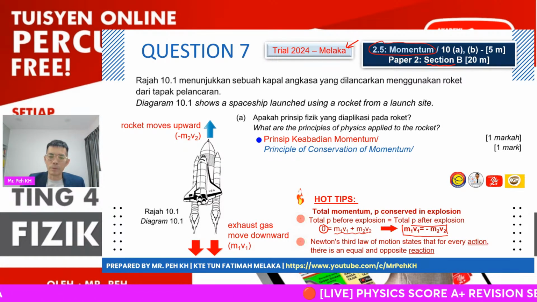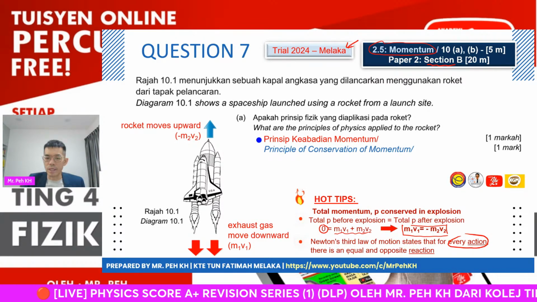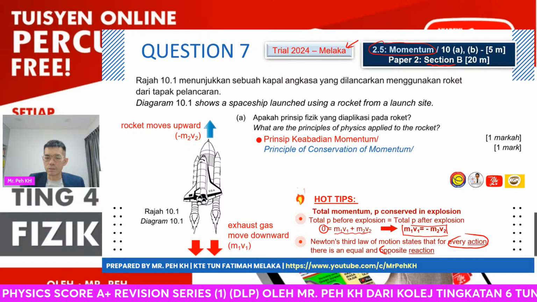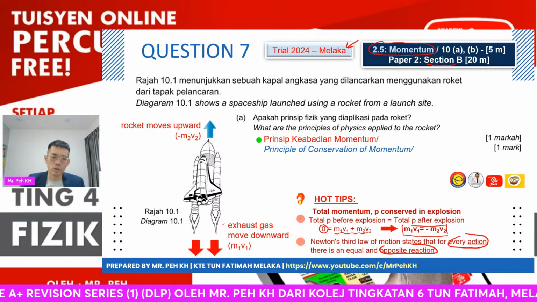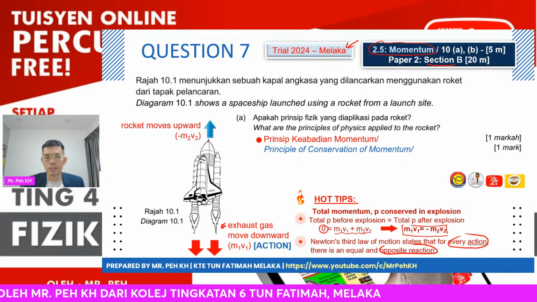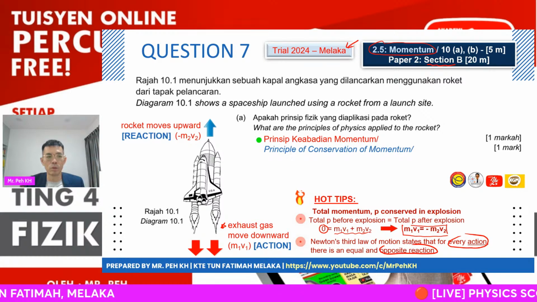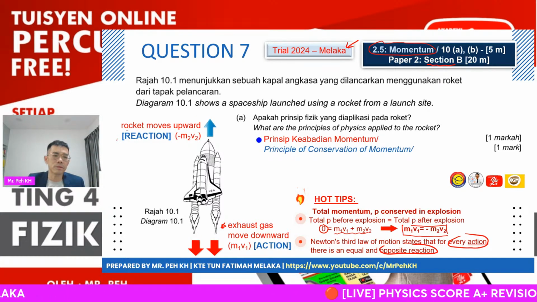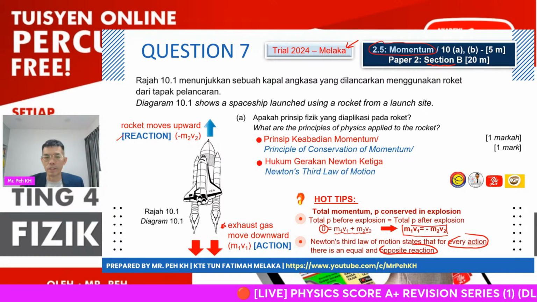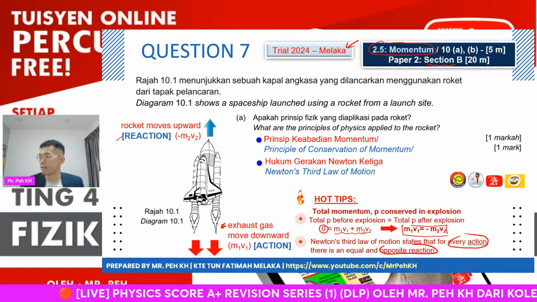Another answer is also accepted here, which is Newton's third law of motion, which states that for every action there is an equal and opposite reaction. The action is the exhaust gas moving downward, then there will be another reaction force in the opposite direction. So if you give Newton's third law of motion, the answer is also accepted.